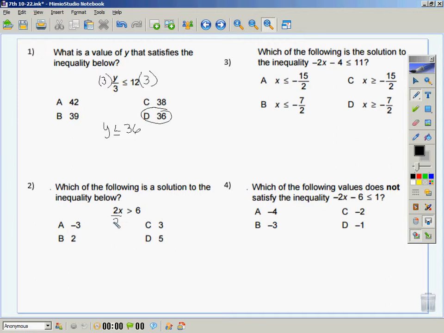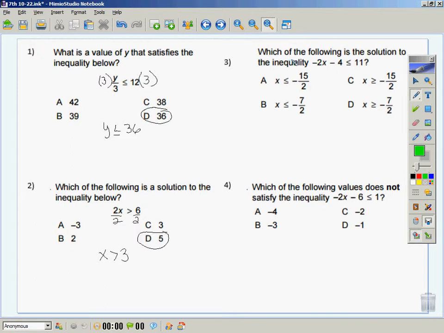For number 2, you'd have divided both sides by 2. It says x has to be greater than 3. The only one that's greater than 3 is D, which is 5. Why can't I mark C? Not equal to. If they'd have had the little line there, I could have marked it.